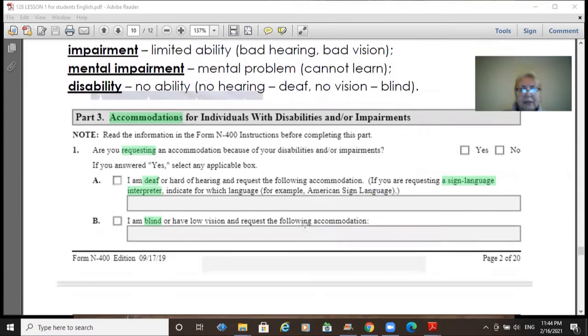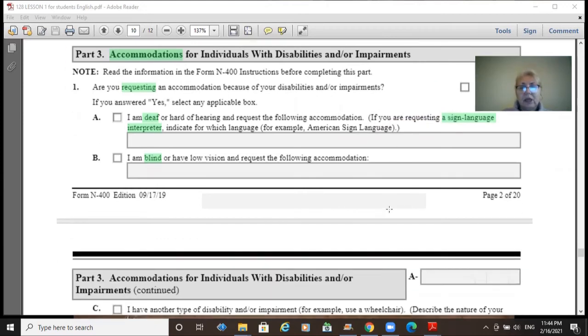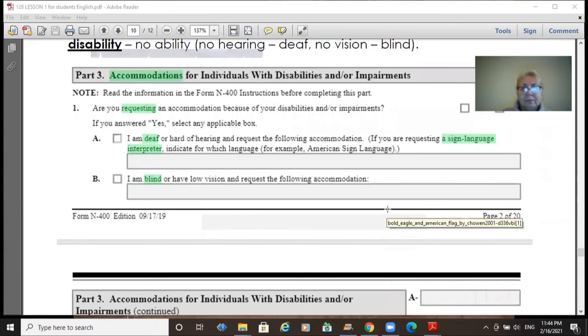Next one is part number 3, accommodations for individuals with disabilities and or impairments. So these people, they can actually use either some devices with them or other people that they can bring to the interview to make it more comfortable. So once again, this part is only for individuals with disabilities or impairments.